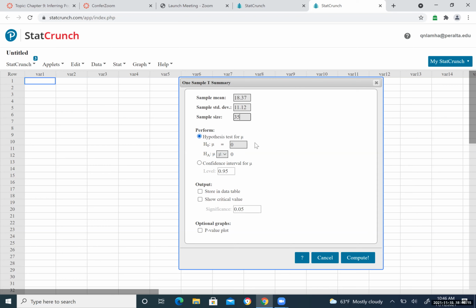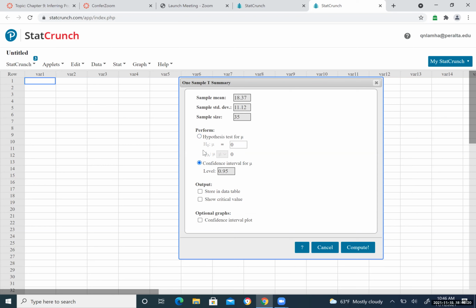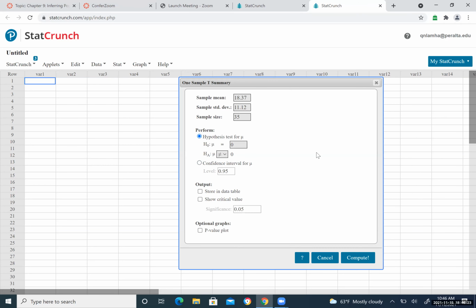We do hypothesis testing, okay? If I want you to find a confidence interval, then you click this box. But in this case, we're doing a hypothesis test, so you click the box, hypothesis test for mu. The null hypothesis we have is mu is 14.3, if you remember. And we're talking about the right tail. Not equal to is just two tail. Now we're talking about the right tail, which is greater than.